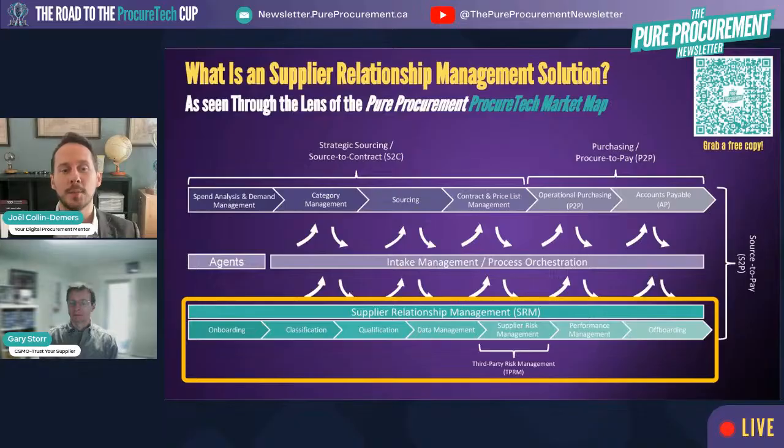And so for me, SRM solutions is really, how do we bring all of that together in parallel to our procurement process and our transactions, our purchase orders, et cetera, to get that holistic picture of the supplier and getting the data that we need based on what type of relationship we have with them, right? So that's kind of how I define it. I don't know, Gary, would you add anything or nuance anything I said? No, well, I think you're bang on, Joe.